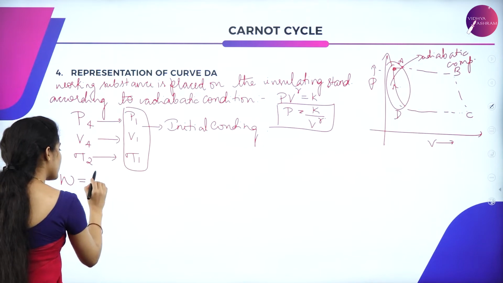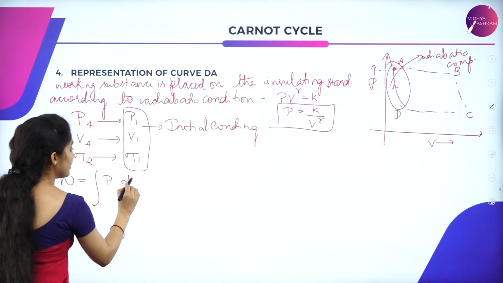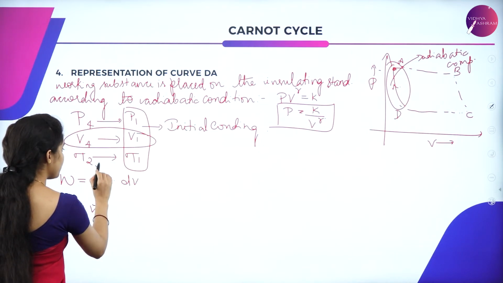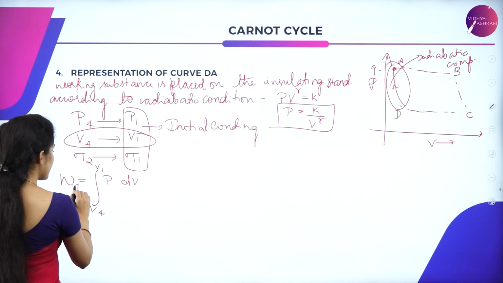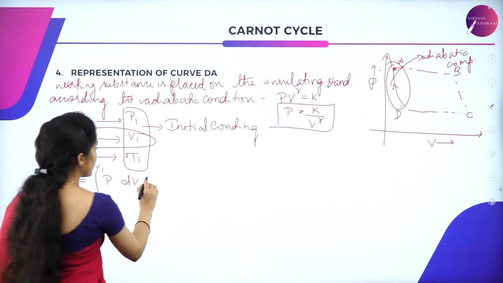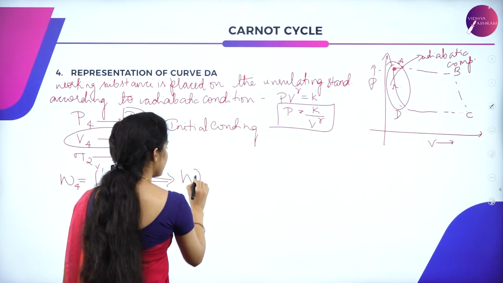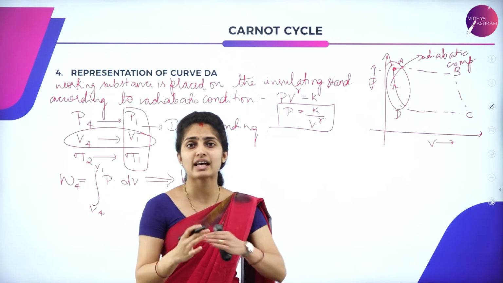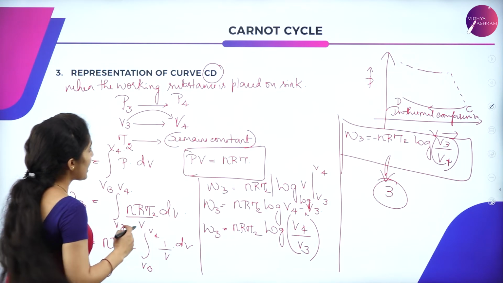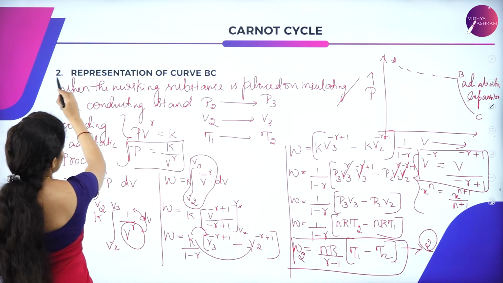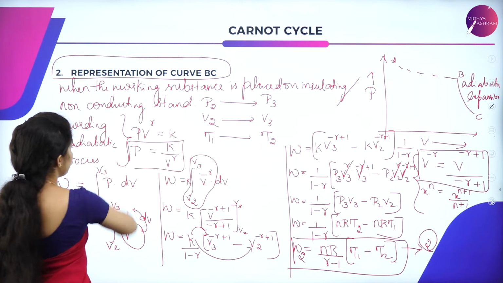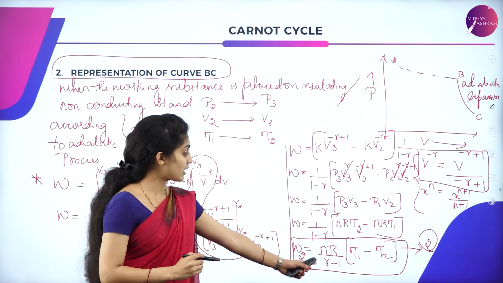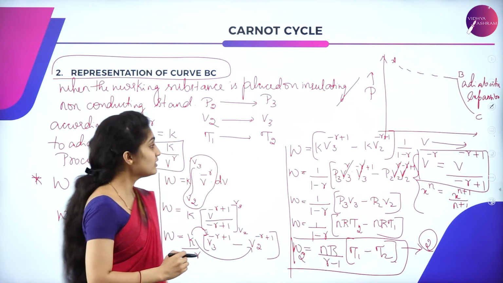W is equal to the integral of P dV, where your volume changes from V4 to V1. Since it is the fourth work done, we end up with the equation. Without solving, I'm just directly writing the equation because it's the same process as the second step, that is the representation of curve BC. So we have W2 is equal to nR divided by gamma minus 1 into T1 minus T2.